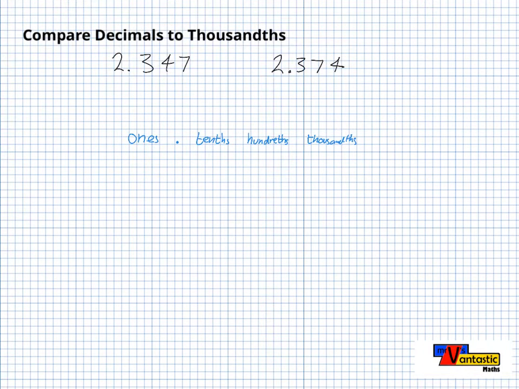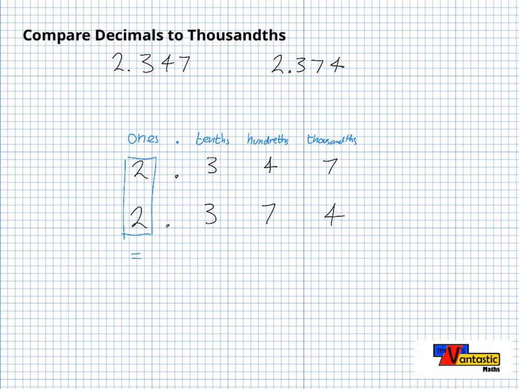Let's line up these numbers. So our first number is 2.347, and our second number is 2.374. And we're going to compare these systematically, so one place at a time. So we'll look at the ones place. And they're both 2, so they're both equal to each other. So at this point, they're still the same.